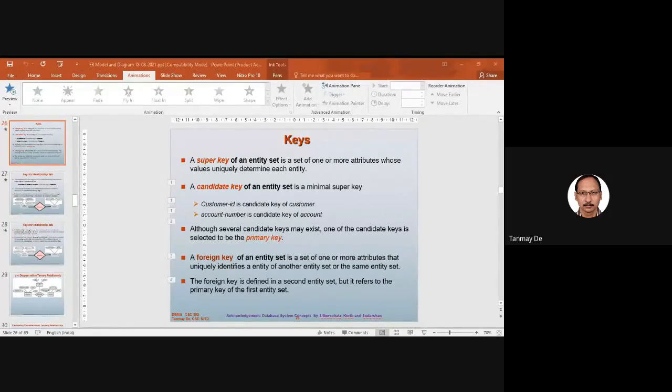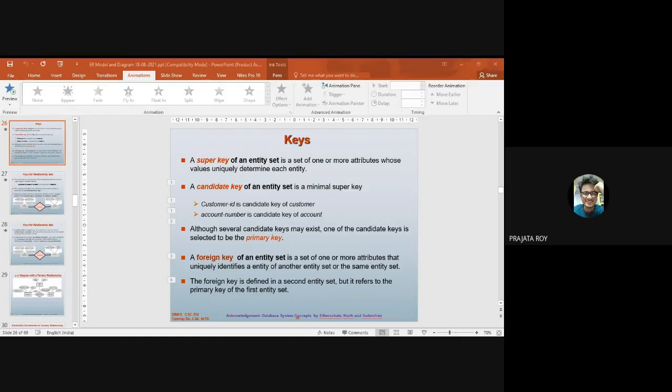Suppose the customer entity, what are the different attributes of the customer entity? You can see customer ID, customer name, customer street, customer city, maybe phone number, and so on. Here, for simplicity, I can write cust in place of customer. Cust ID, that means customer ID, and customer name. These two.